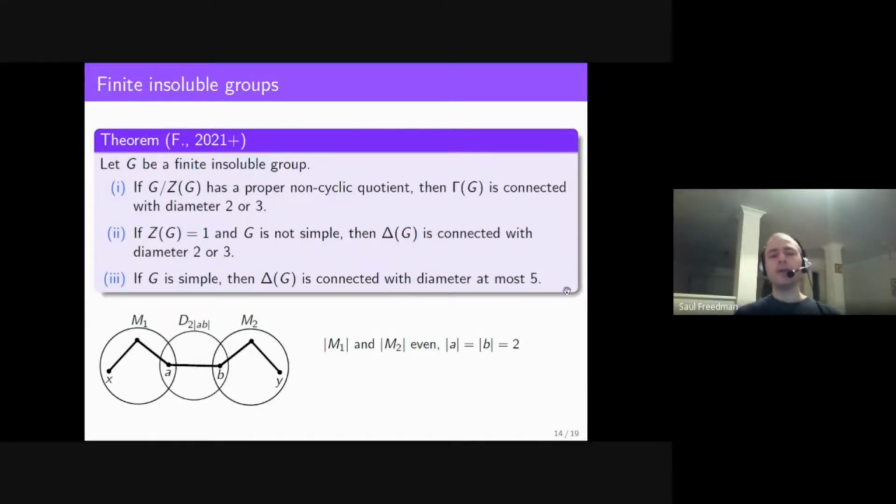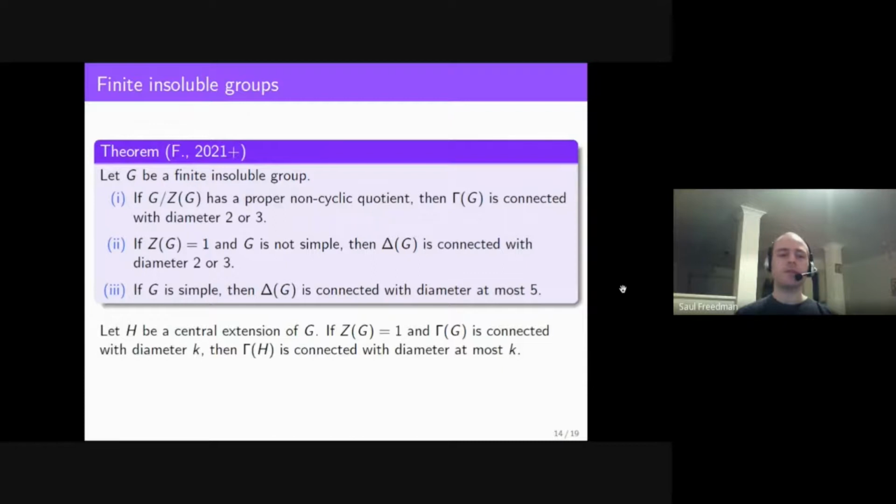Now you may have noticed that not every insoluble group has been accounted for here, because for example, in cases 2 and 3, we could have central extensions of these groups that aren't covered in case 1. So let's let H be a central extension of G. It turns out that if G has trivial center and if the graph of G is connected with diameter k, then the graph of H is also connected with diameter at most k.